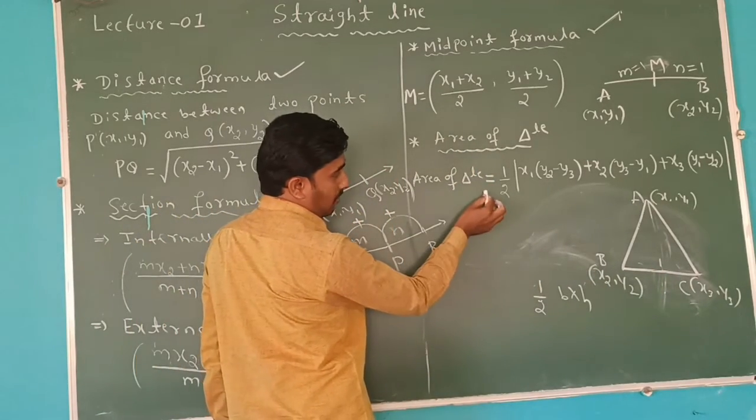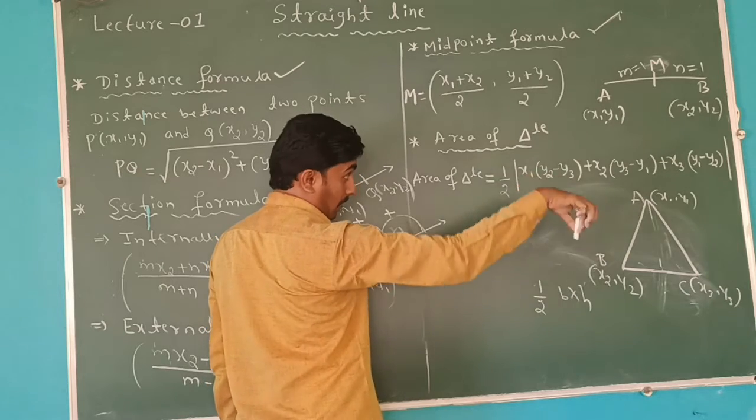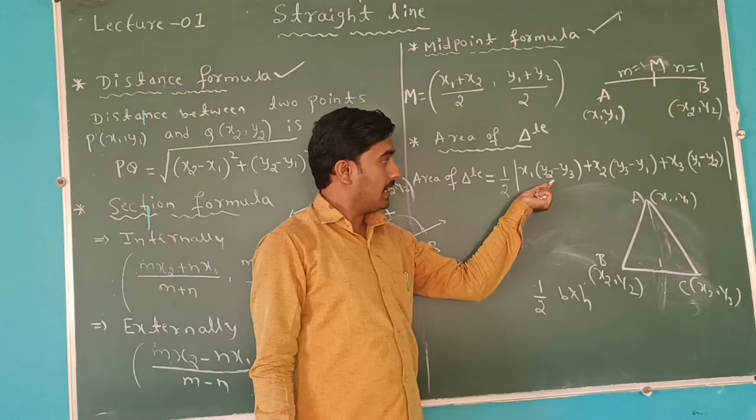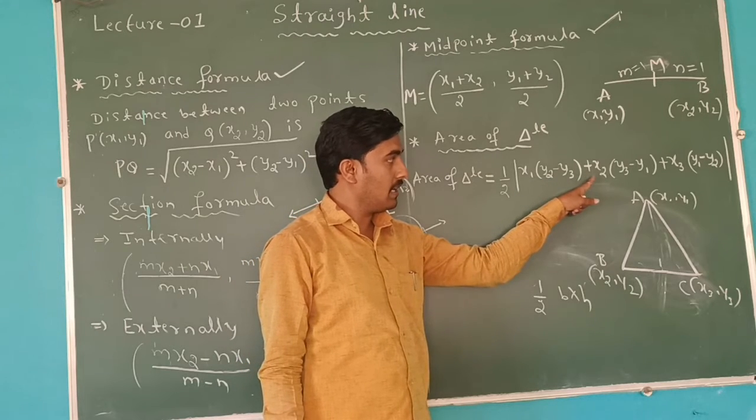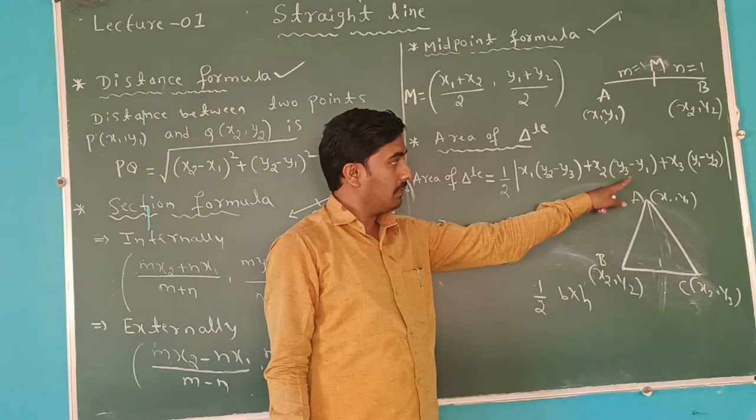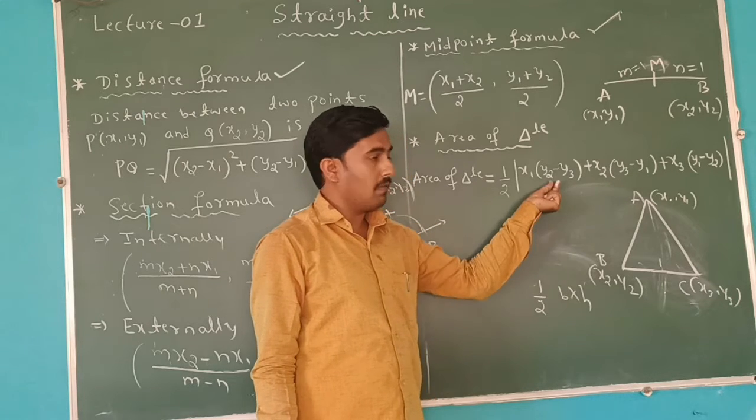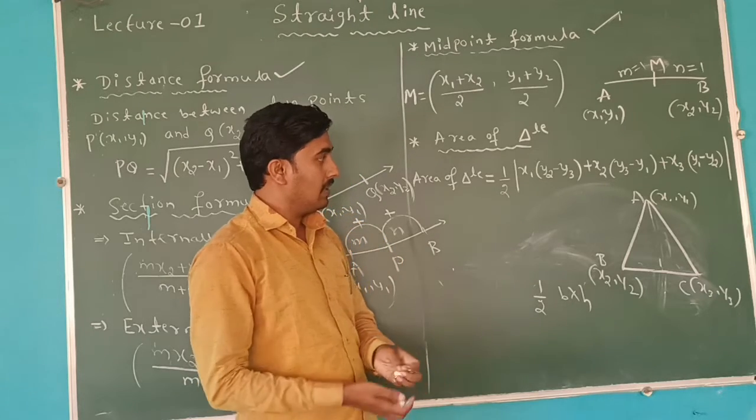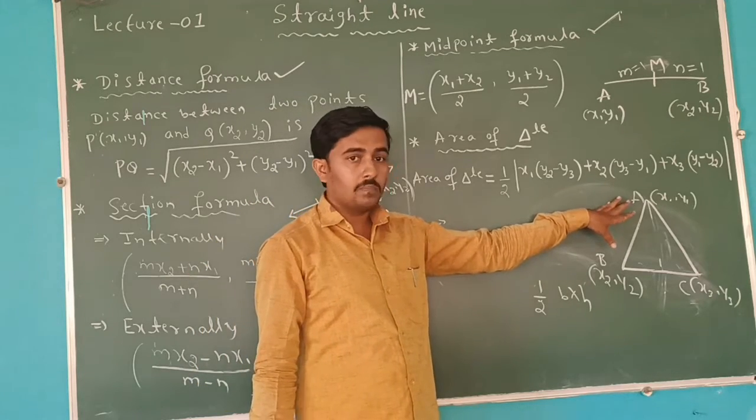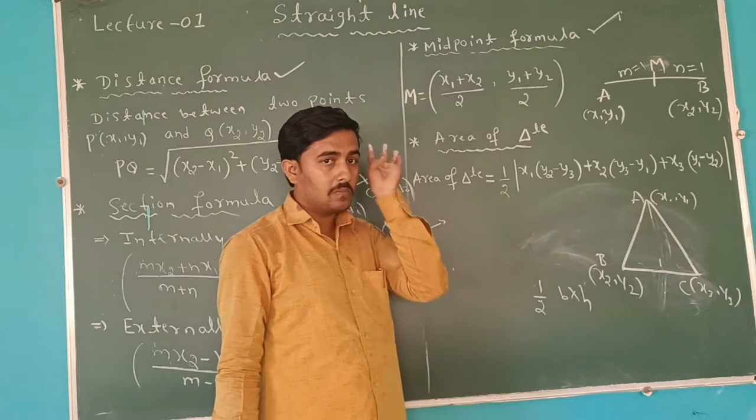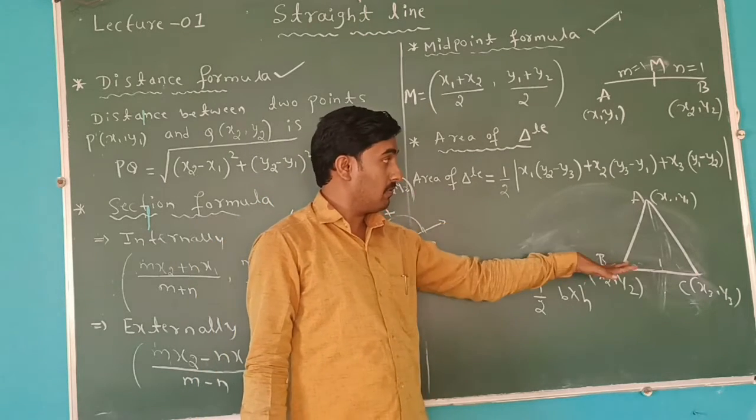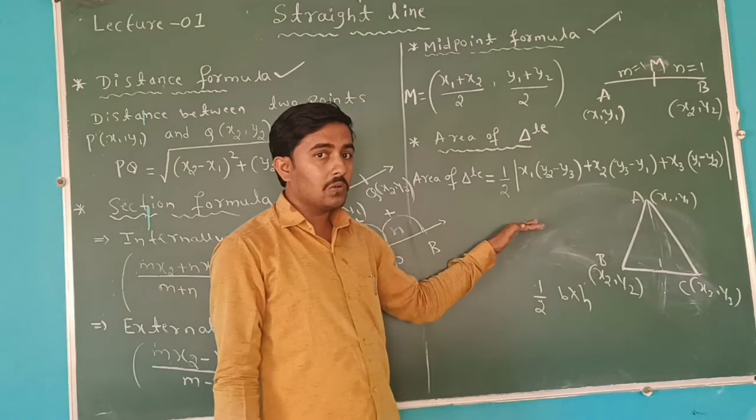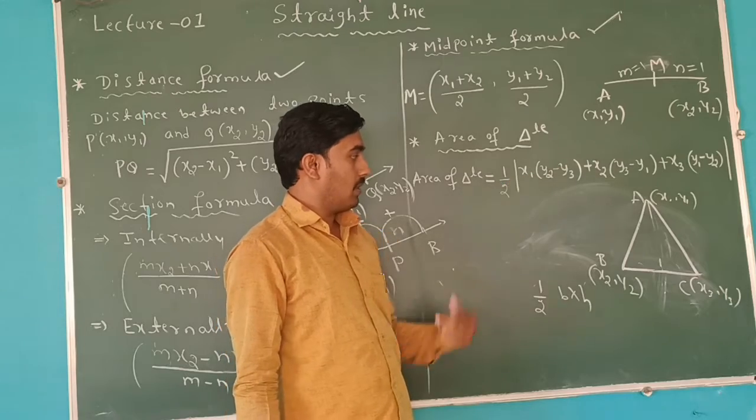Area of triangle is equal to 1 by 2 under modulus x1 into y2 minus y3 plus x2 into y3 minus y1 plus x3 into y1 minus y2. So this is the formula to find the area of a triangle when the coordinates of the vertices are given. Why is this under modulus? Because area is always positive. That's why we are taking modulus here.